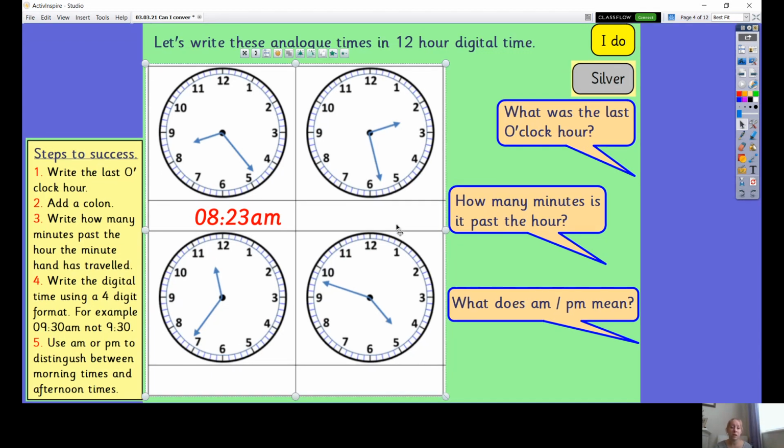So today I can just kind of choose really, because it doesn't tell me, does it, whether it needs to be AM or PM. But I'm just going to put that to show that I want it to be an AM time today. So for the second one, we're going to follow our same steps to success again.